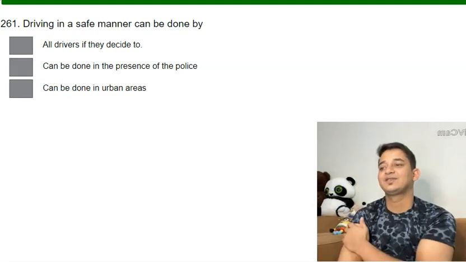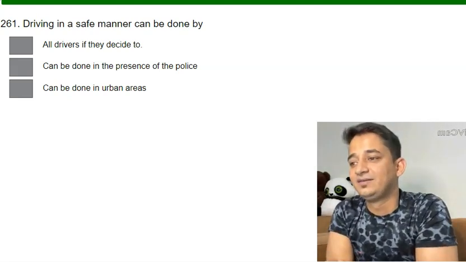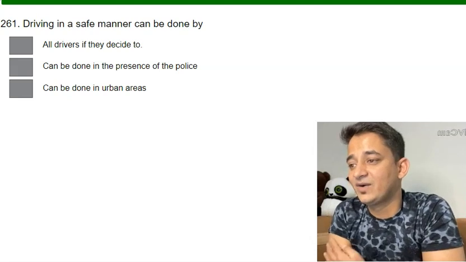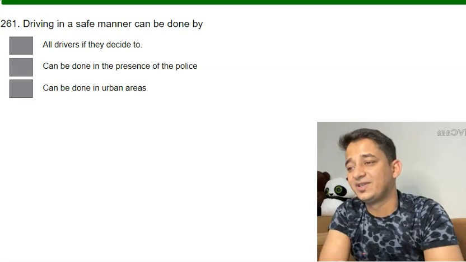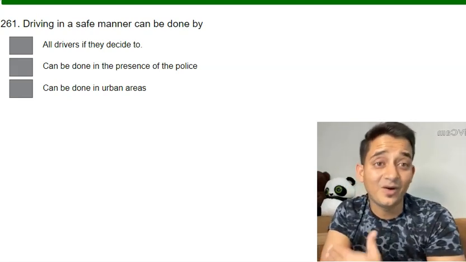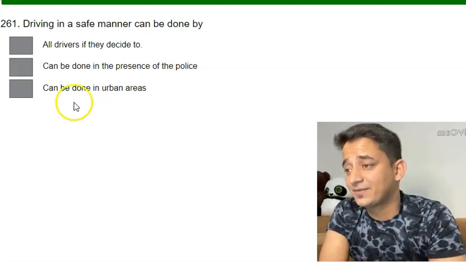Next question. Driving in a safe manner can be done by all drivers if they decide to, can be done in the presence of the police, can be done in urban areas. So it can be done by all of us if we decide to drive safe.